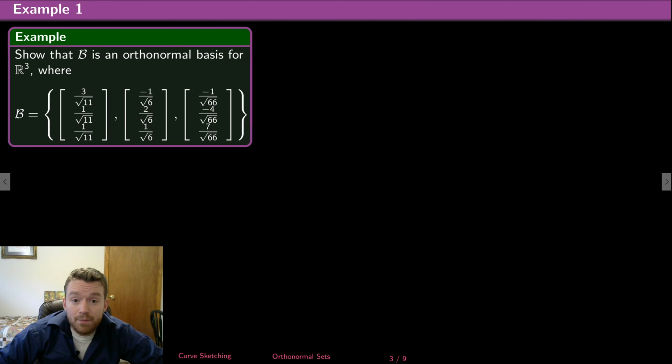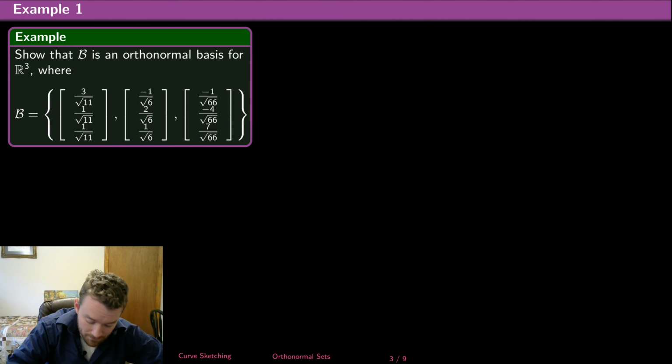So in this first example, I just want to check that the set is orthonormal. So here's a set B of vectors, and I want to check that it's orthonormal. I'm going to start again by checking whether or not the vectors are unit vectors, because this is an easier thing to check, and if it fails, then I'm done.